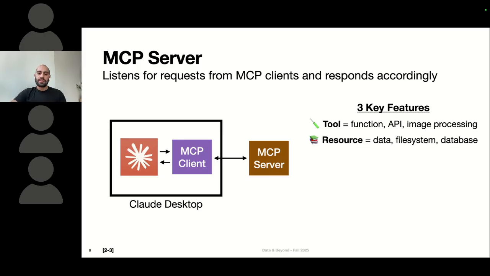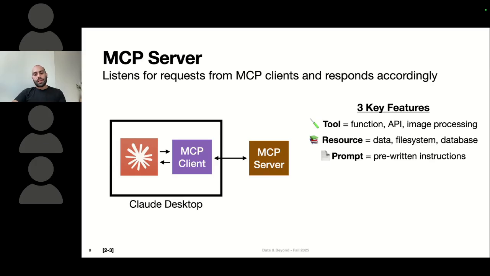things like image processing. Servers can also have resources. So you can think of this as like a database or a file system. So basically, just data or context that you might want to make available to a large language model. And then finally, it has prompts. So basically, pre-written instructions that you might want to give to your LLM.